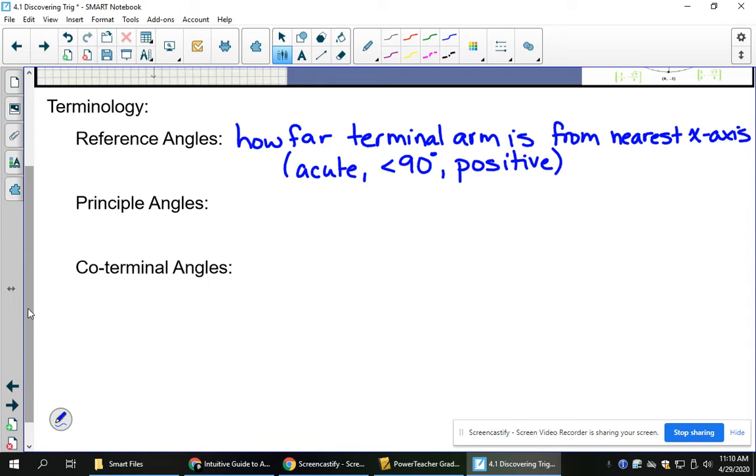Let me just show you on a Cartesian plane what this would be. If you had an angle, this is your terminal arm. Your reference angle goes from that terminal arm, so put your pencil on the blue line and connect it to the nearest x-axis. Boom. That is your reference angle. It's less than 90.